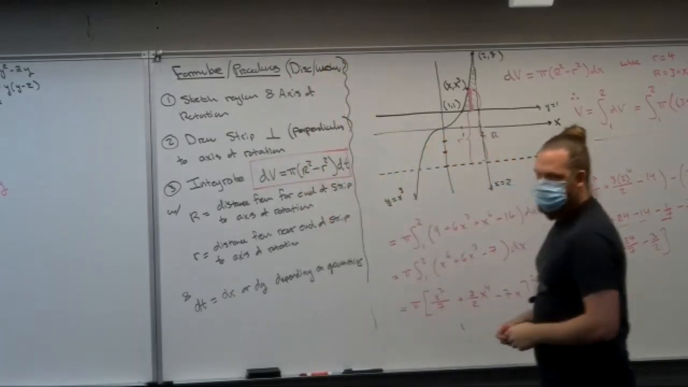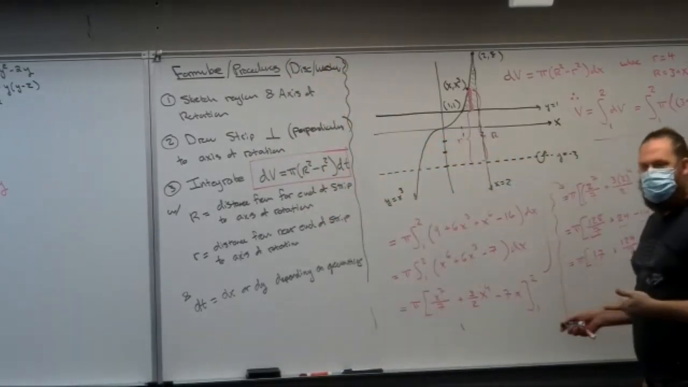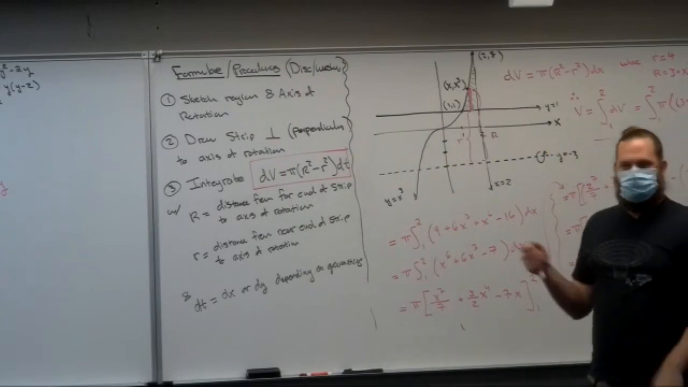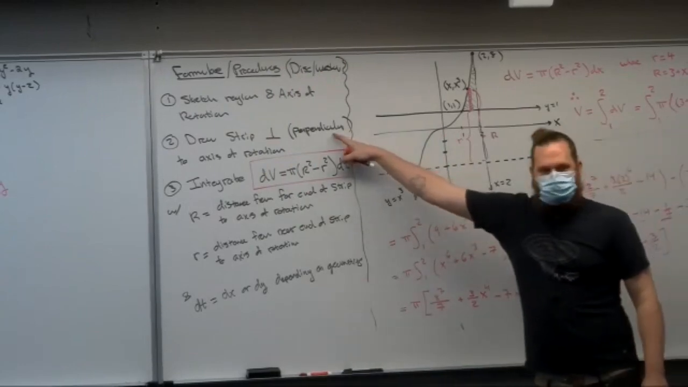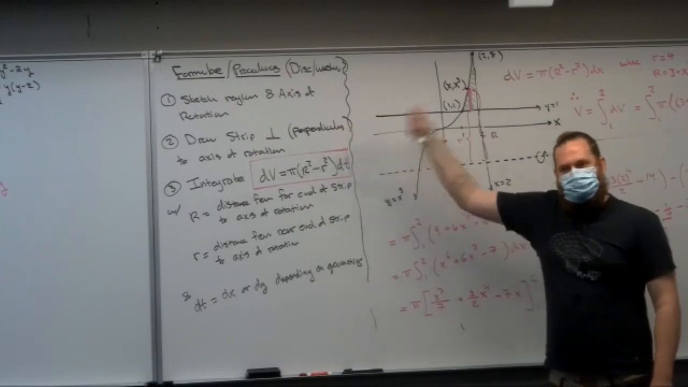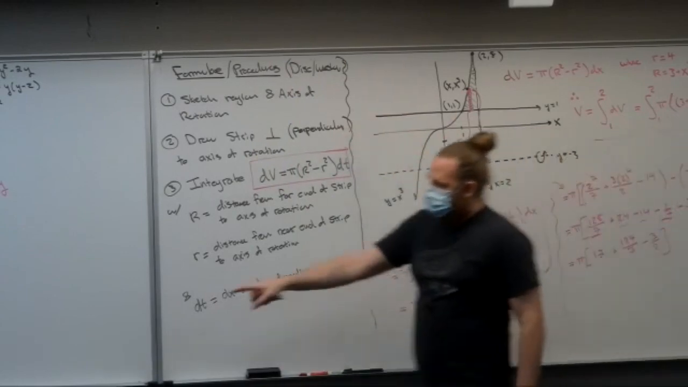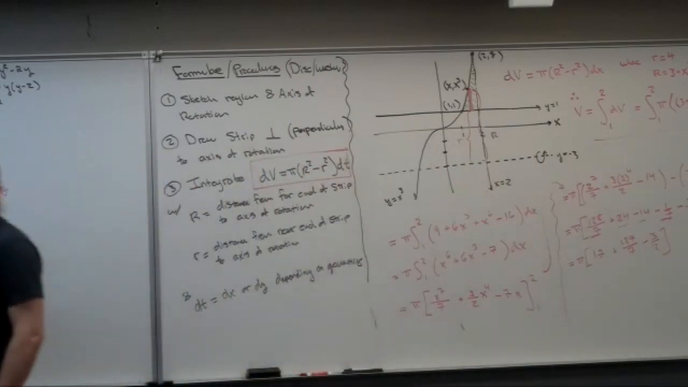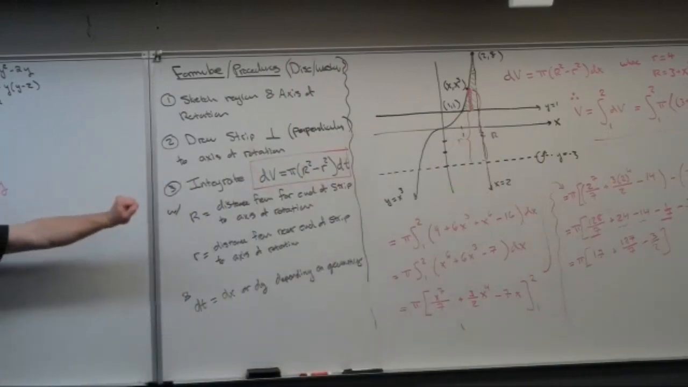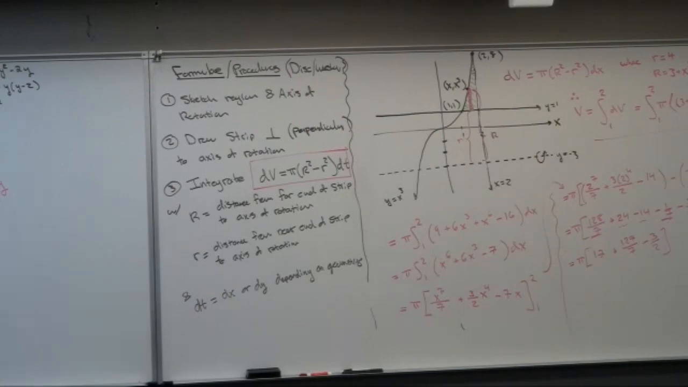I'll contrast this with the cylindrical shells method next time. The difference between the disk washer method and the shells method: disk washer, strip goes perpendicular. Ask yourself what would happen if I drew the strip parallel to the axis of rotation. The little differential solid will have a different shape. So you'll end up with a different formula for the little differential volume, but you can kind of follow your nose to the same steps and get there. I'm not expecting you to do that.